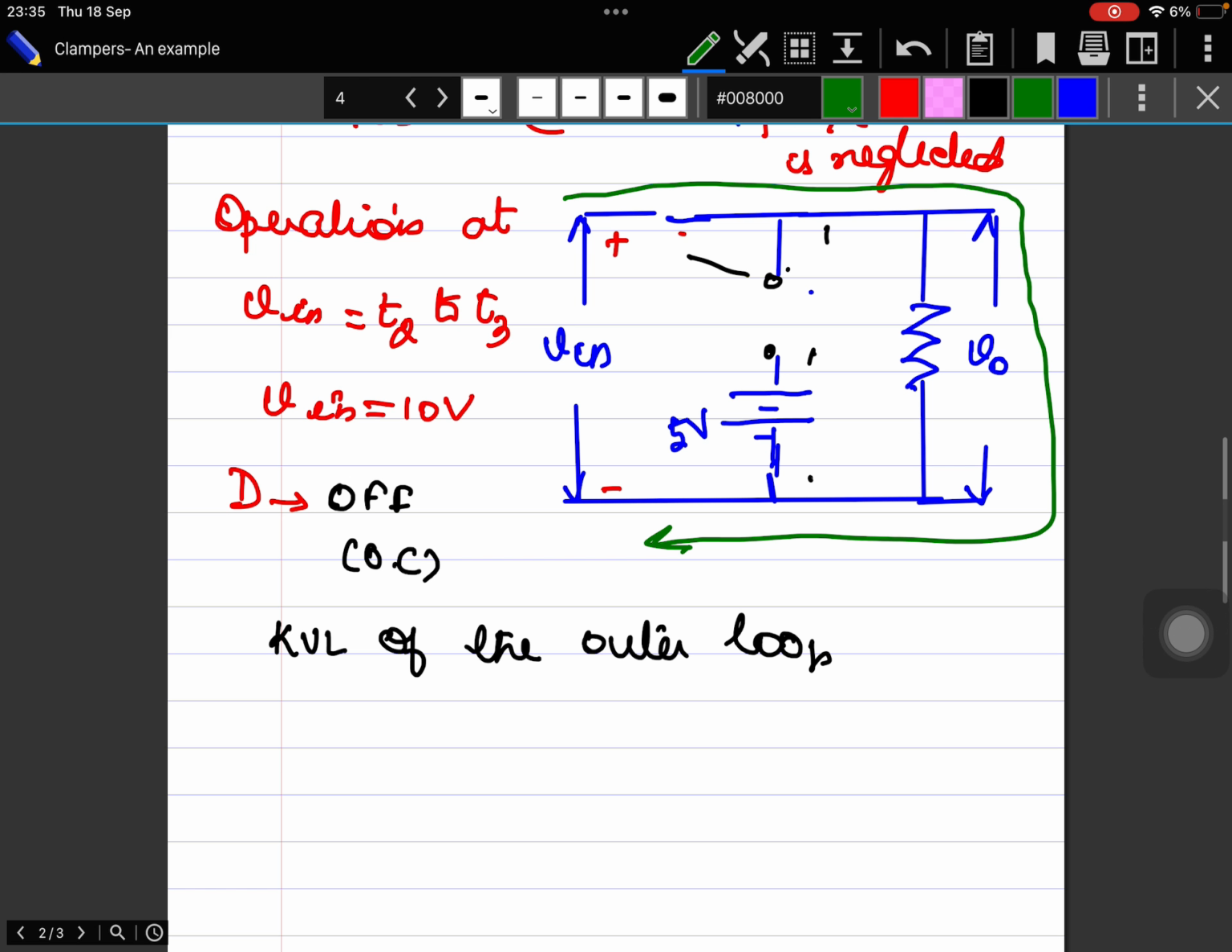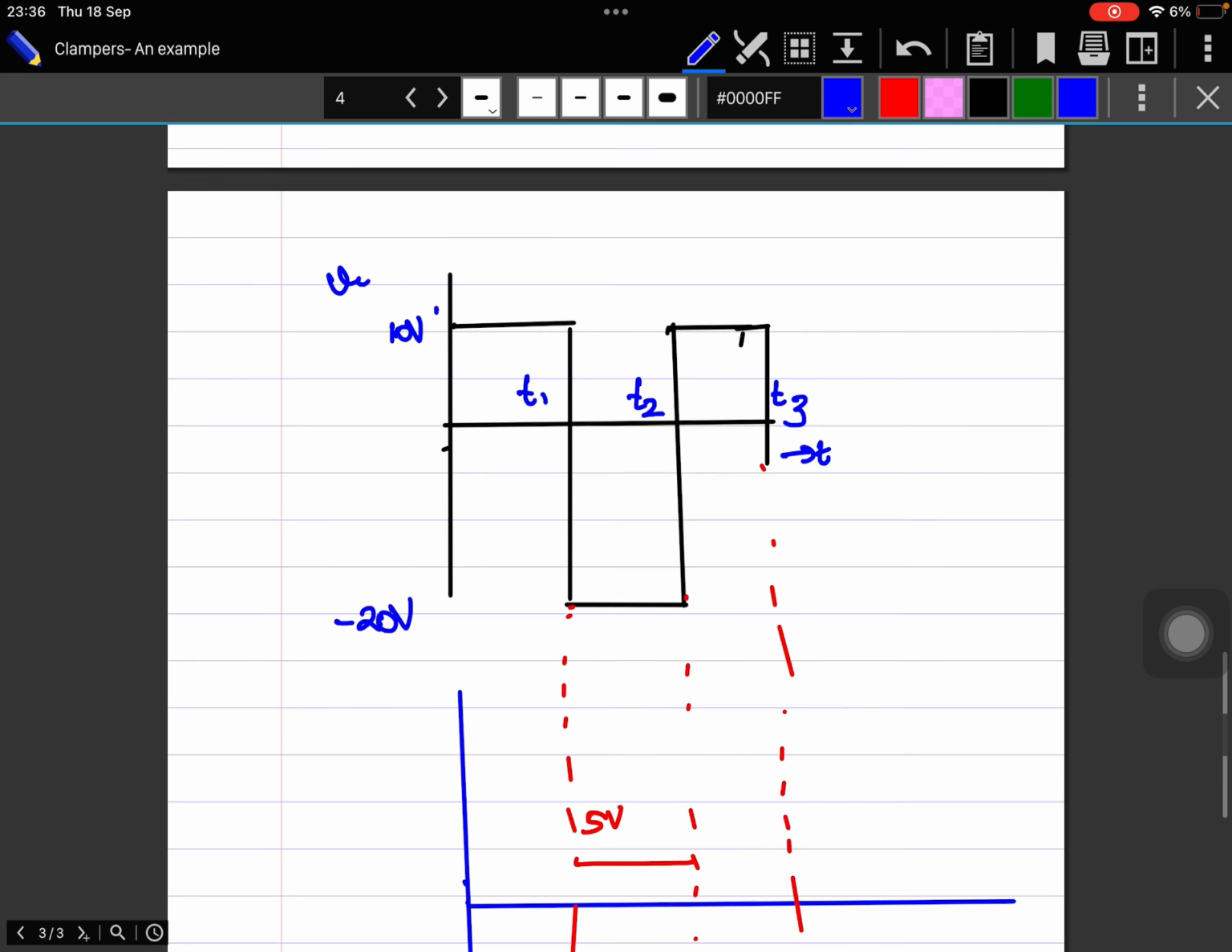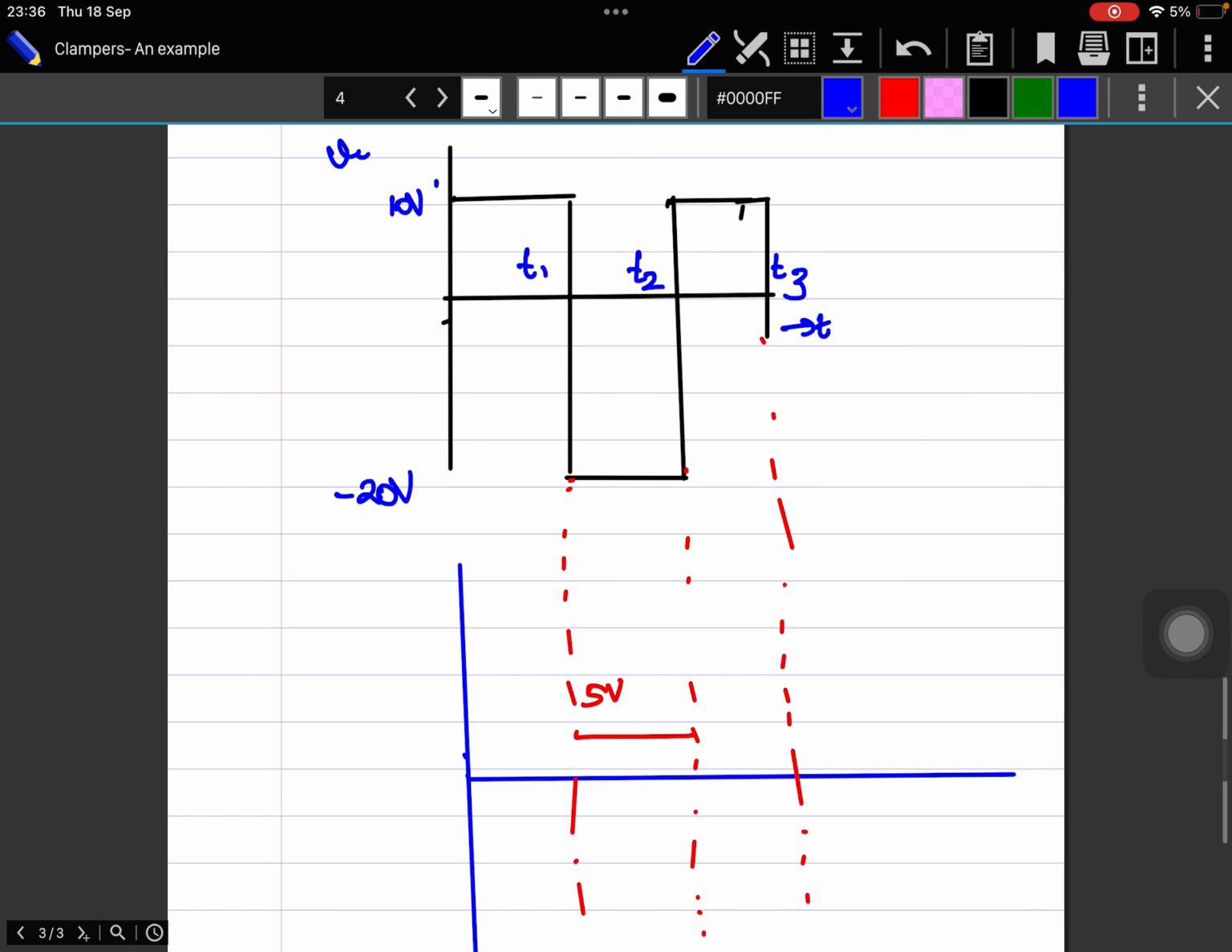So how will I write the equation? Vin is 10 volts. Sorry, I had left out the capacitor by mistake. I have a capacitor here which is minus to plus, which has a voltage of 25 volts. So Vin is 10, and this is minus to plus. 25 volts is again minus to plus. And when you come here, VO, normally we take this plus to minus. So the equation is 10 plus 25 minus VO is equal to 0. So VO will be equal to 35 volts. So when the operation is between T2 and T3, the output voltage will be around 35 volts.